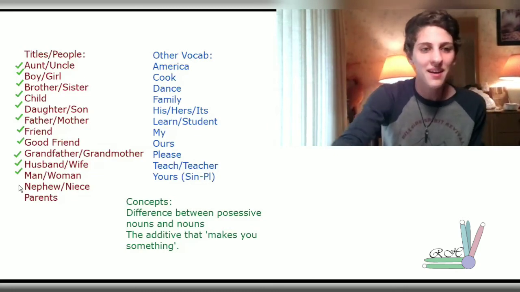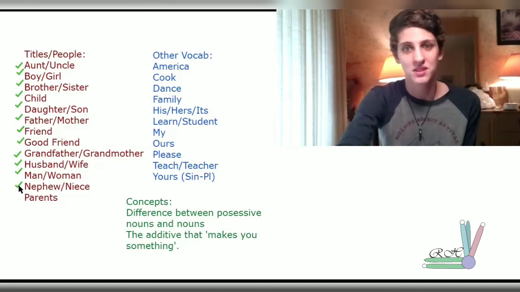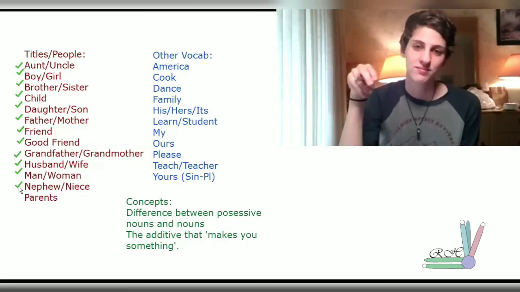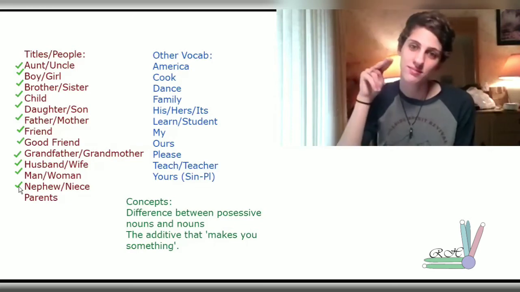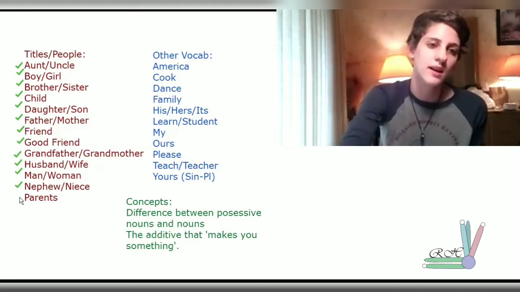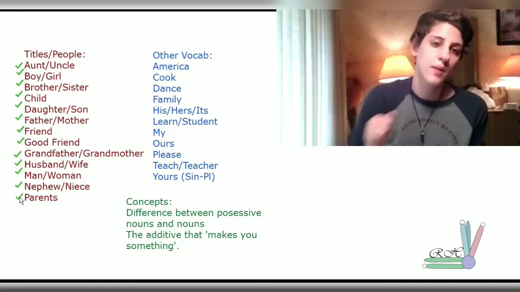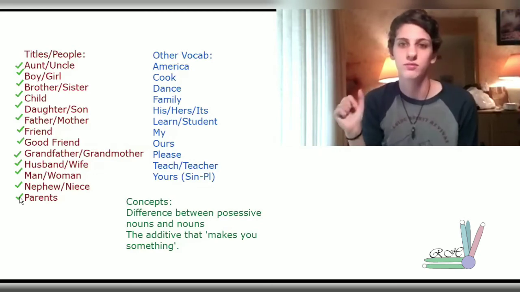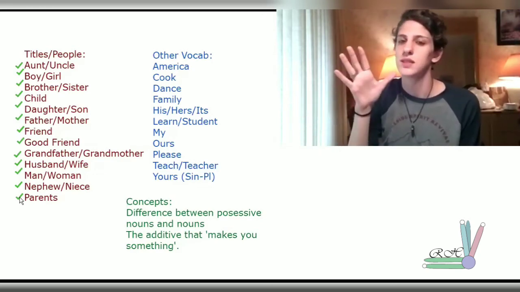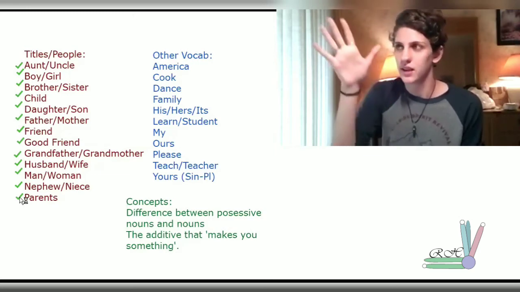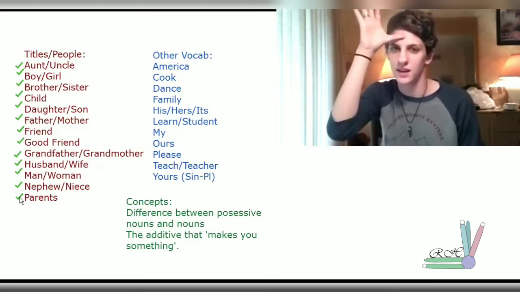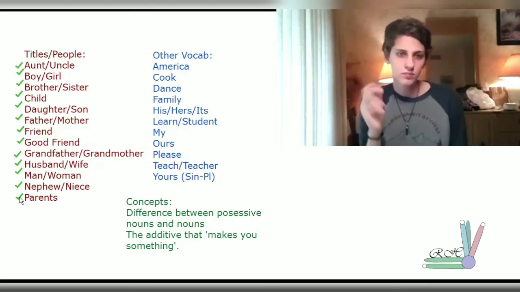Niece and nephew. I miss my nephews so much. Do an N. Nephew, niece. Nephew, niece. Then parents, all kind of like combining the word mom and dad together. So you would say mom, and then you would say dad. So you go from mom to dad, and you just kind of combine them together. Okay.